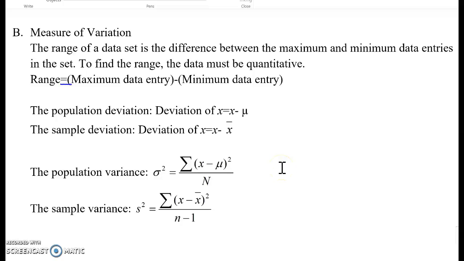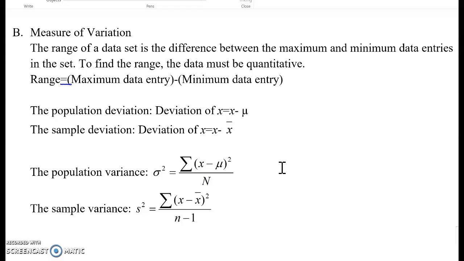Measure of variation. The range of a data set is the difference between the maximum and minimum data entries in the set. To find the range, the data must be quantitative. Therefore, range equals maximum data entry minus minimum data entry.